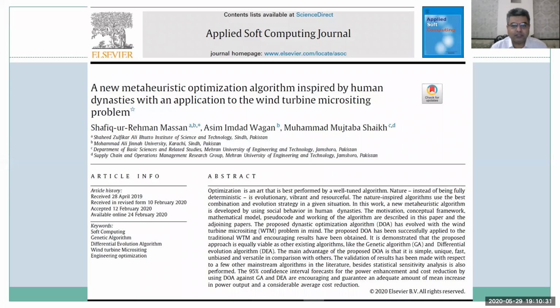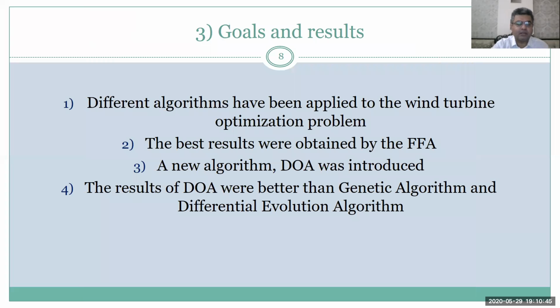The main research paper for this algorithm has already been published in Applied Soft Computing journal, Elsevier, and it has already been put to widespread scientific community's use. As for the goals and results, a number of algorithms have been applied to the wind turbine micrositing optimization problem. The best results were incidentally obtained by the Firefly algorithm. We have introduced a new algorithm, the dynastic optimization algorithm. The results of the DOA were better than the genetic algorithm and the differential evolution algorithm.